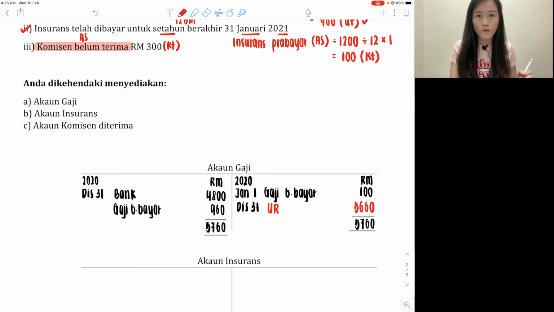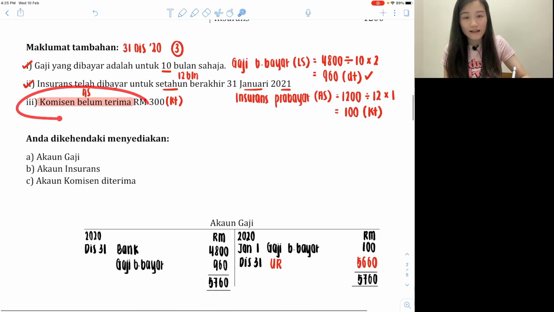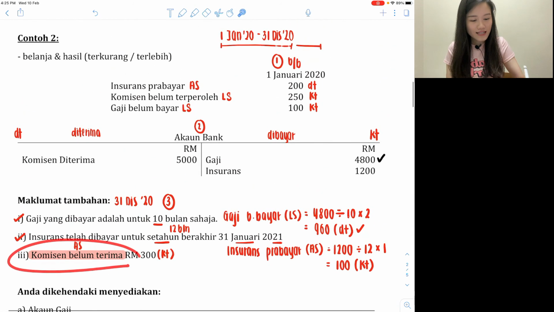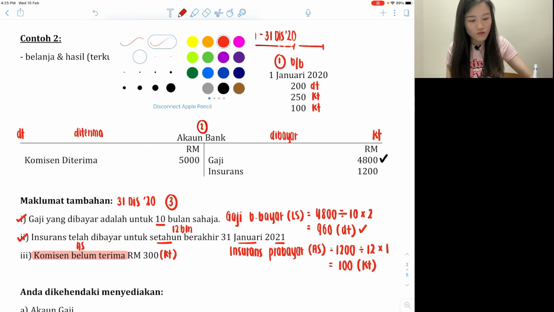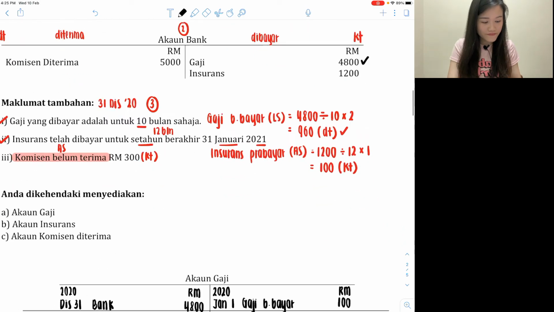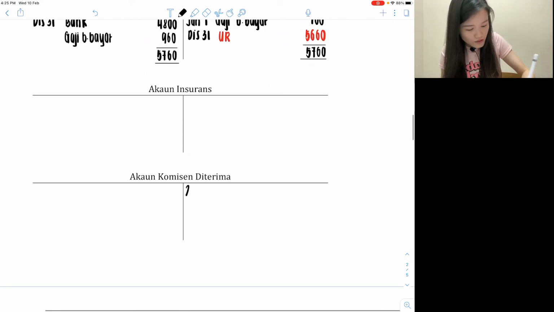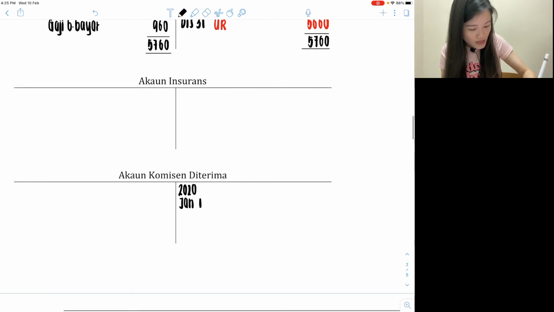Okay, now finally, one more example before I end this session. Commission. Okay, let's settle the commission part. Starting from the first step, baki awal. Commission is belum terperoleh on the credit side. So I'm now going to go to the credit side of account commission. Credit side, 2020, January 1st. Commission belum terperoleh.